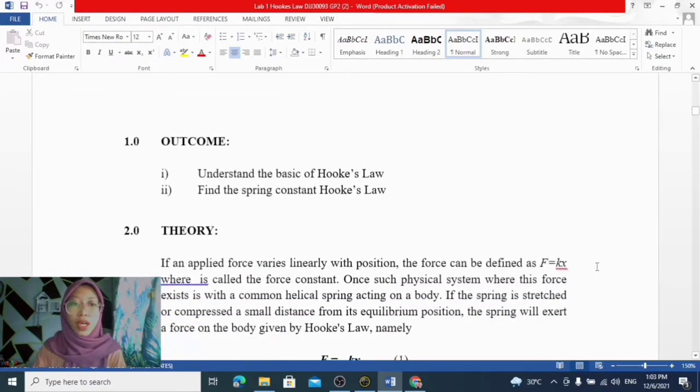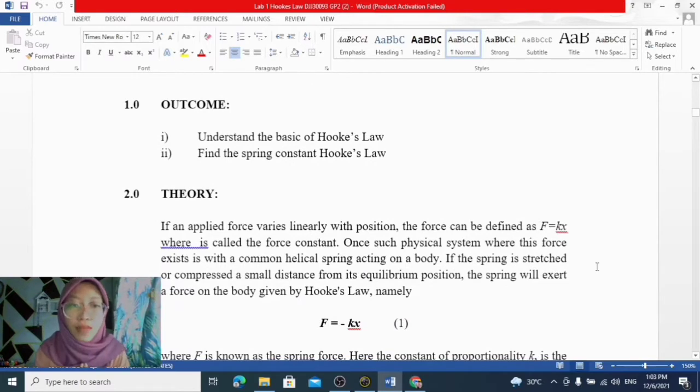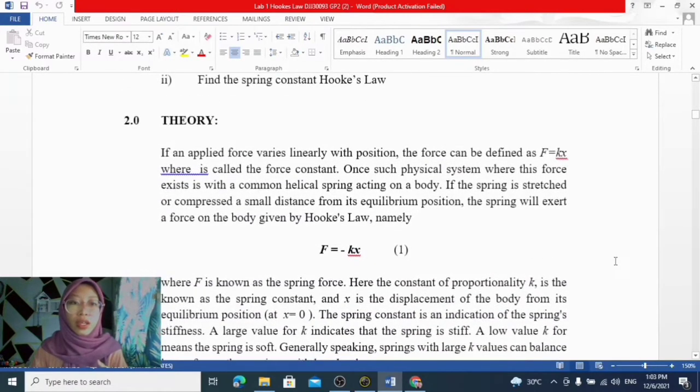The outcome from this virtual lab is to understand the basic Hooke's law and find the spring constant. The theory: if an applied force varies linearly with position, the force can be defined as F equals Kx, where K is called the force constant. One such physical system where this force exists is a common helical spring acting on a body.